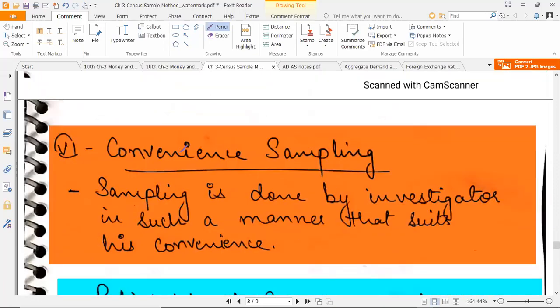The last one is convenience sampling. As the name suggests, the method is totally dependent upon the investigator's convenience. In this method, the investigator can choose a sample according to his own convenience. Right? So we are done with the 6 methods. The 6 methods of sampling are done.